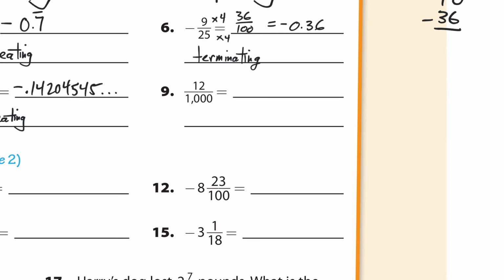And here, okay, 12 thousandths. Remember, you have a decimal point. This is the tenths. This is the hundredths. This is the thousandths. So it needs to be 12 thousandths like that, and you put a decimal, a 0 right there. So 0.012. That's it. That's 12 thousandths. And that's terminating.